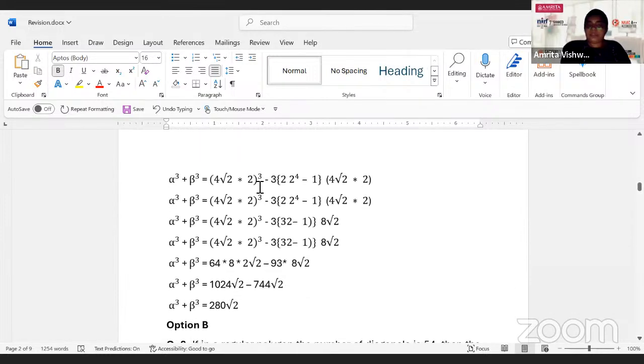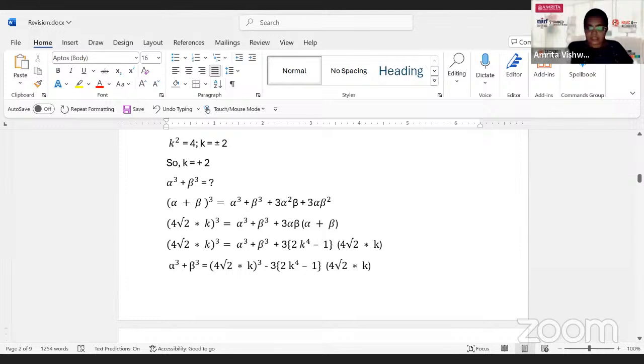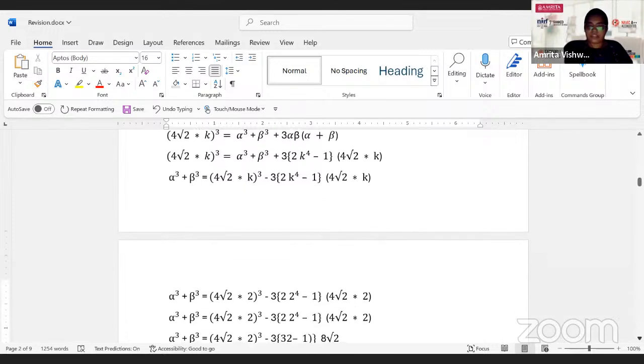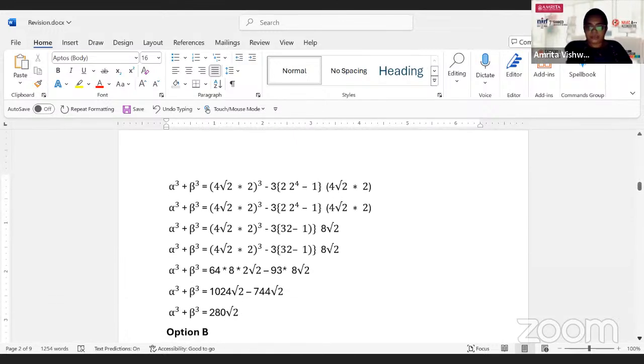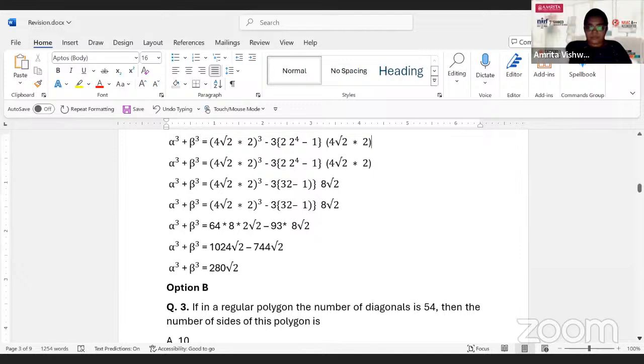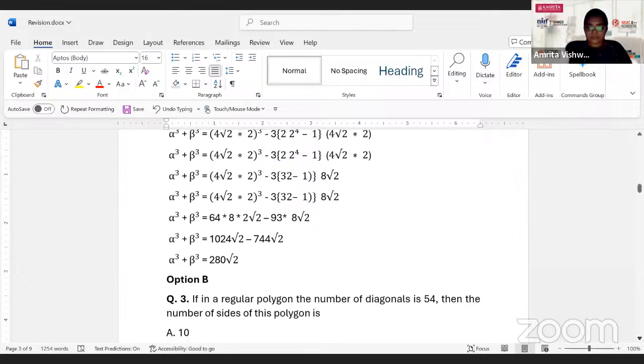So alpha cube plus beta cube, I've substituted for k and that's 280 root 2. I would request the students who have typed some other answer, there are people who have got 280 root 2. Mahita, I would request you to just recheck. There might be a small calculation mistake because it's only 3 into 2 into 2 raised to 4, so it's going to be a greater value. So just recheck this.